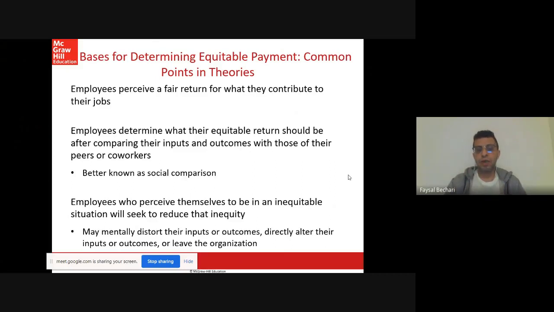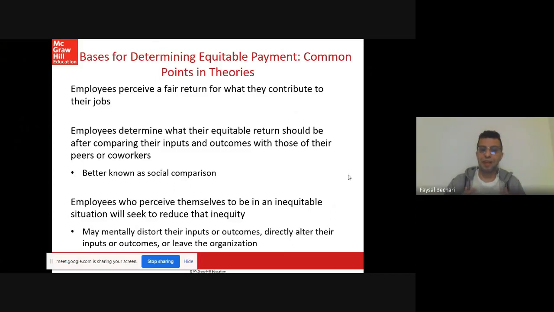So the employees determine what their equitable return should be after comparing their input and outcomes with those of their peers or co-workers. They see their co-workers, their peers, what they are putting into work and what they're getting back. And if they see they're not equitable, then there might be consequences. So it's what you call social comparison, you compare with others.